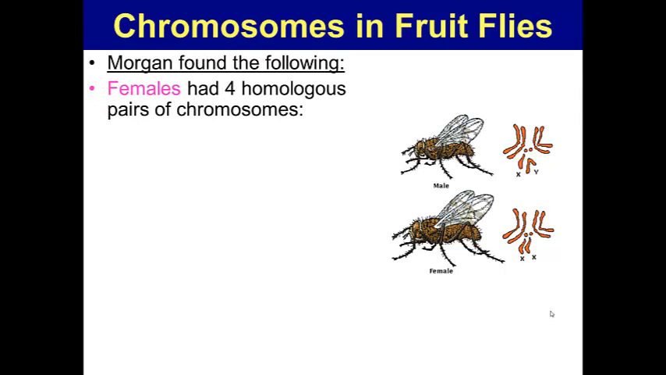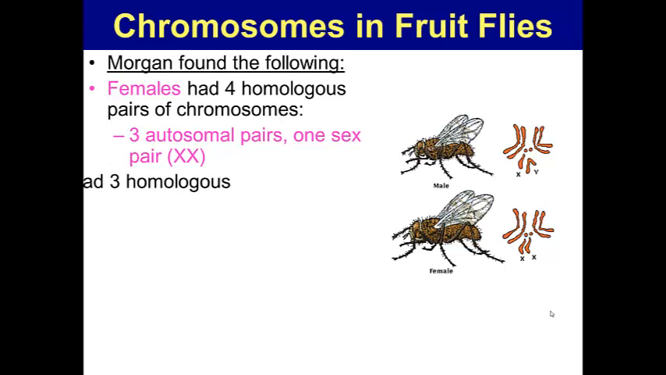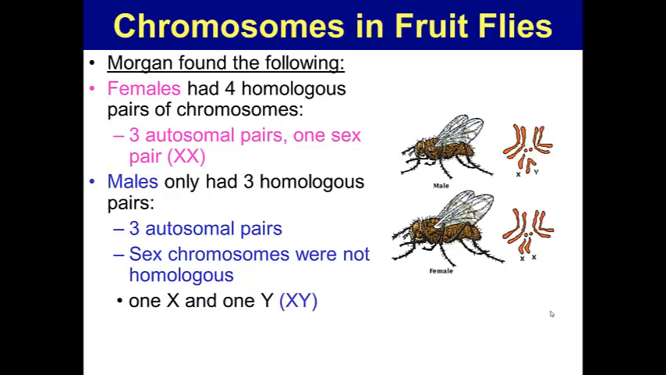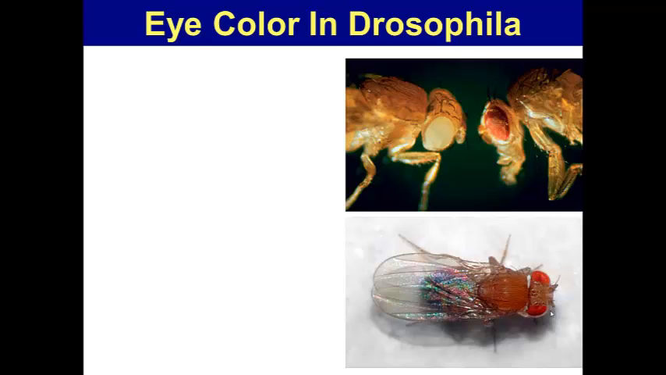Morgan found the following through analysis. Females had 4 homologous pairs of chromosomes, which consisted of 3 autosomal pairs and 1 sex pair, so it had an XX. Males only had 3 homologous pairs of chromosomes. They had 3 autosomal pairs, but the sex chromosomes were not homologous. Like humans, they had 1 X and 1 Y chromosome.